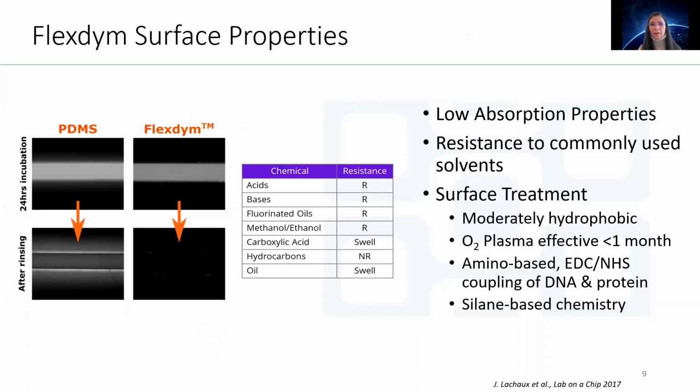So now we're just going to cover some of the key surface properties of the Flexdym. Firstly, what is interesting is that it has lower absorption properties than you would typically see with PDMS. For example, here in the image on the far left, what we can see are microscopy images of a straight microfluidic channel that has been incubated with rhodamine for 24 hours. And then what we do is we rinse this channel, and we can observe a typical effect for PDMS. I'm sure many of you have observed this before, that the dye is absorbed into the material. So you can still see that dye in there.